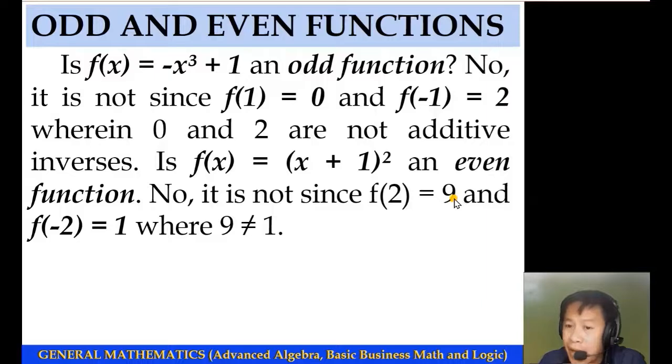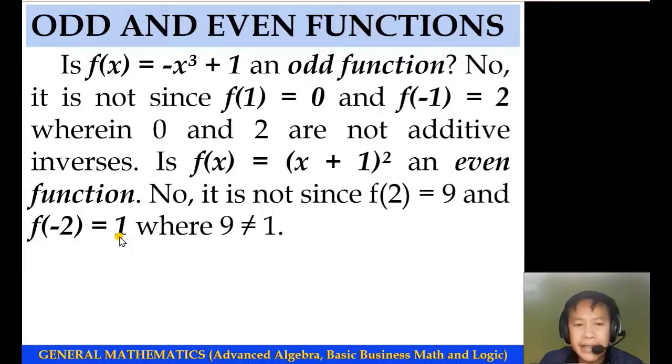And that is equal to 9, because 2 plus 1 is equal to 3, and 3 raised to 2 is equal to 9. Then we are going to take the additive inverse of 2, and that is equal to negative 2. And we are going to solve what will be the result. And the result is equal to 1.